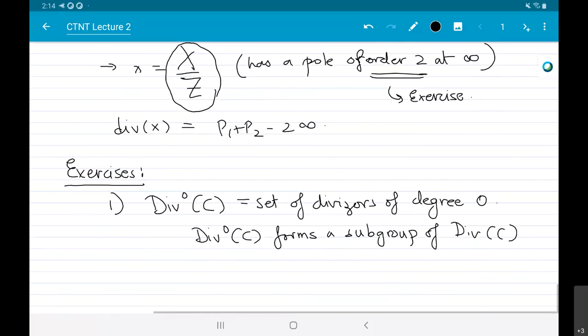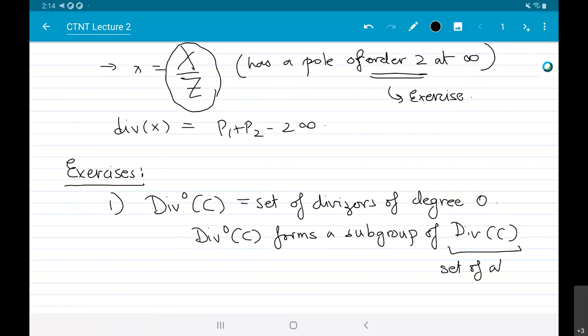Okay, so Div 0 forms a subgroup of Div C, and Div C is basically the set of all divisors. Because I'm defining them as a formal linear combination, you can always add and subtract these. And Div 0 is a subgroup of these, the ones that have degree 0.